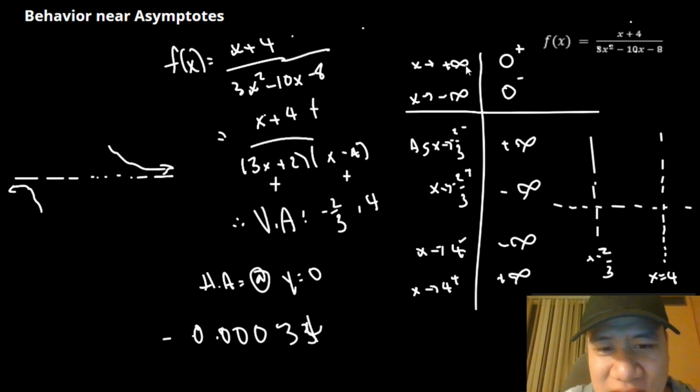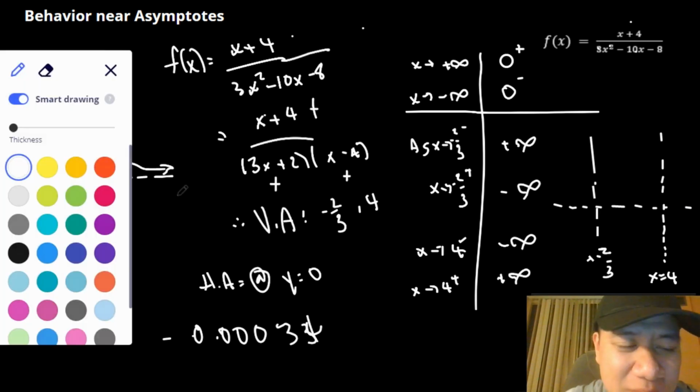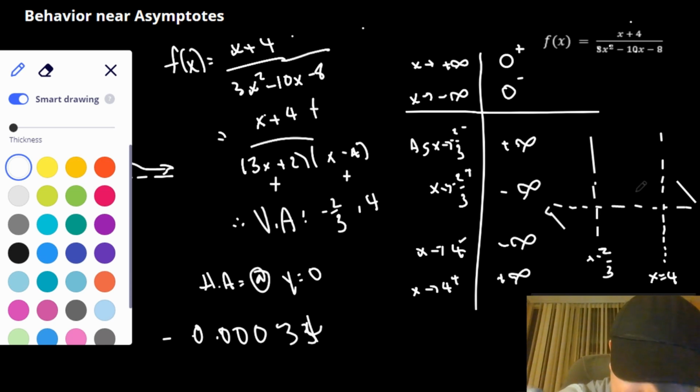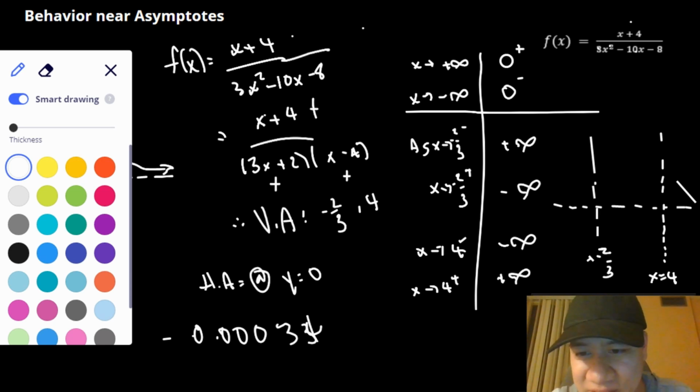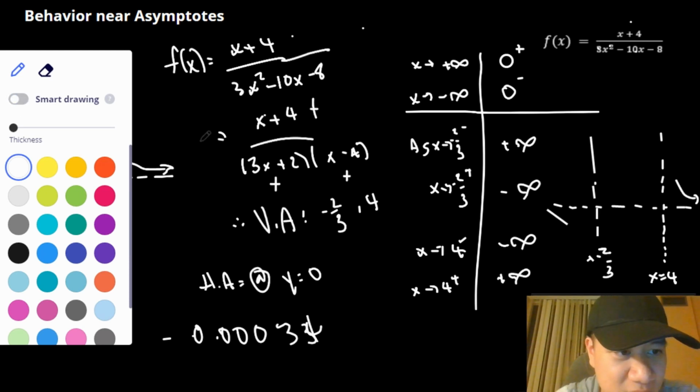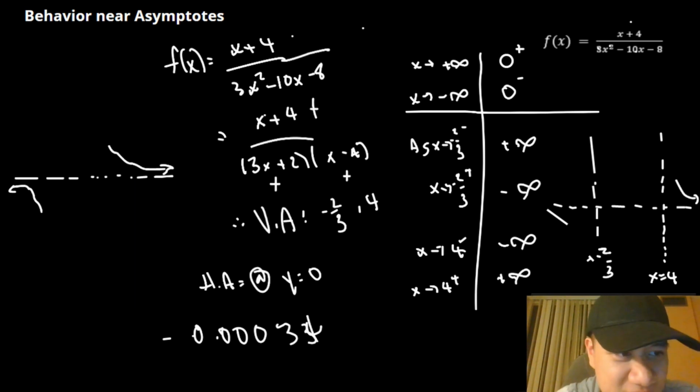So we know that when x is approaching positive infinity, our function is going to come from above and approach 0 from above. So we know our function is going to go like this, going to go down like that. And once x goes to negative infinity, it's coming from below. So we know that it's going to look something like that over here, coming from below. Okay, I don't want smart drawing on. It's causing some issues here. Okay, and then when x is approaching negative 2 over 3 from the left, it's going to positive infinity.